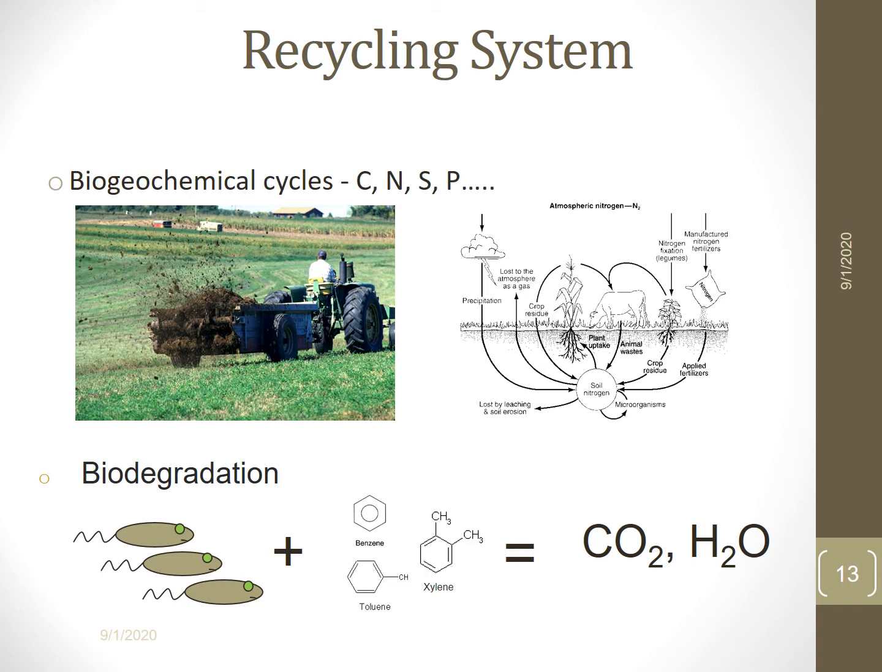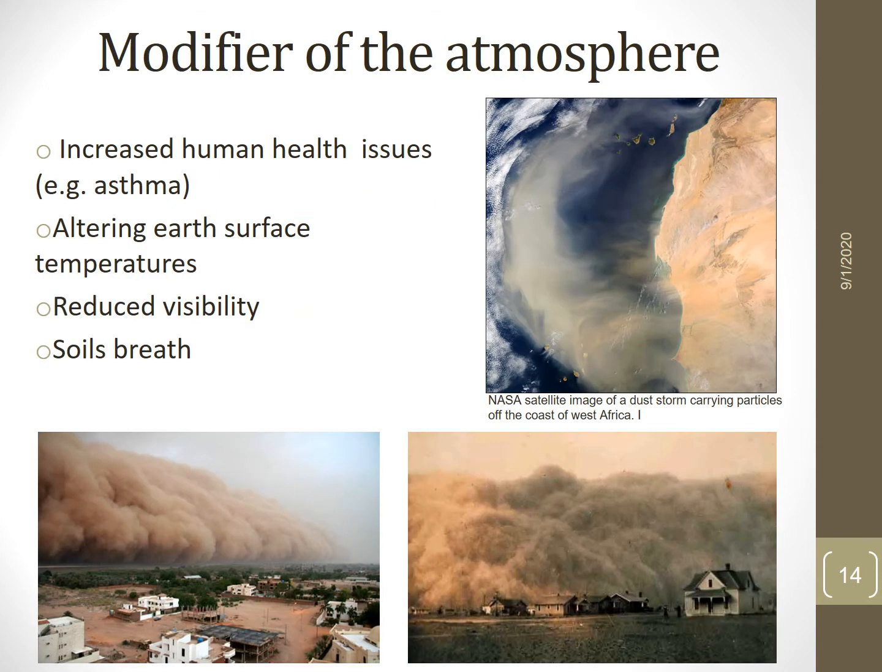Here you can see there's biogeochemical cycles involved in all of this that incorporate the carbon cycle, the nitrogen cycle, the sulfur cycle, the phosphorus cycle. The cycles go on, my friends, the cycles go on. It's a modifier of the atmosphere. We have increased human health issues, such as asthma when there's too much dust in the air. We can alter Earth's surface temperatures when there's too much soil in the air.